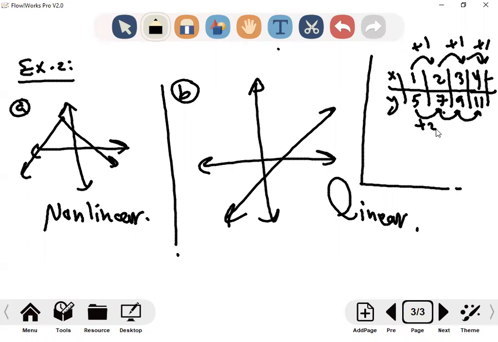Linear. Here +2, +2, +2, this is what? Linear. Otherwise, it is not linear. It's a function, but not linear. Later on, we'll take the quadratic function from the tables. It has a different idea, a little bit similar, but not totally similar, okay?